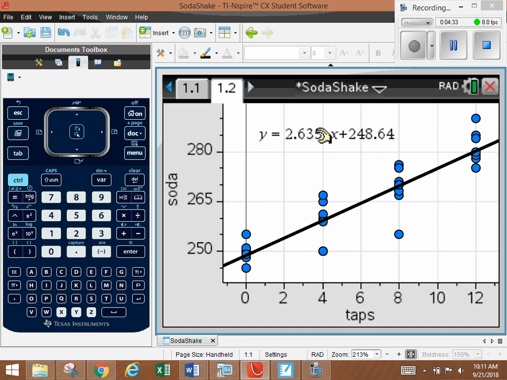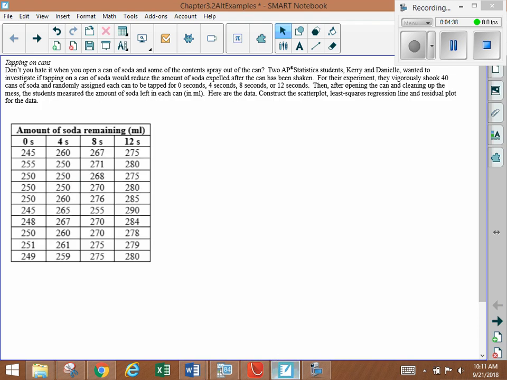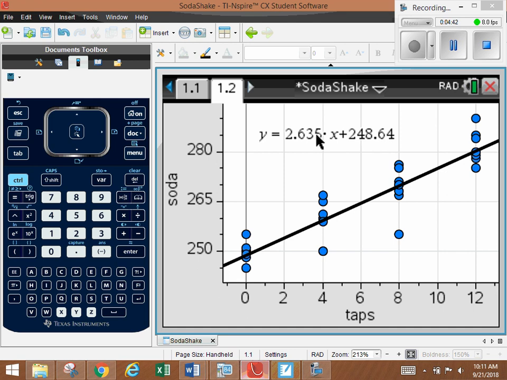Now I also said let's look at the residual plot. Recall that our residuals are the difference between our actual value and our predicted value. Predicted values are liars. The predicted value is any y value on the line, and our actual value would be a y value for a recorded data point. All right, let's do that.